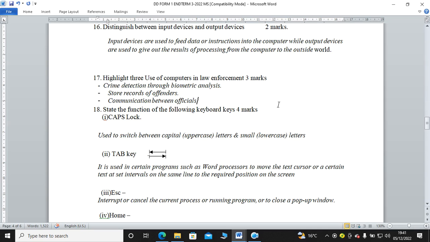Number 1, they are used for communication between officials. So you can send an email, you can WhatsApp, you can Telegram, you can IG, you can FB. All those ones are communication between officials. You can use a computer to WhatsApp. Also, they store records of offenders, so they keep database or records of criminals. Also, they can be used to detect biometrics like fingerprints.